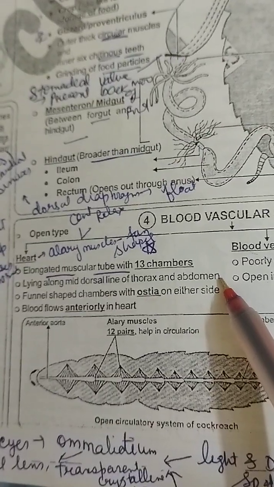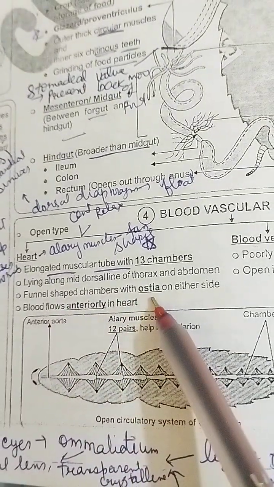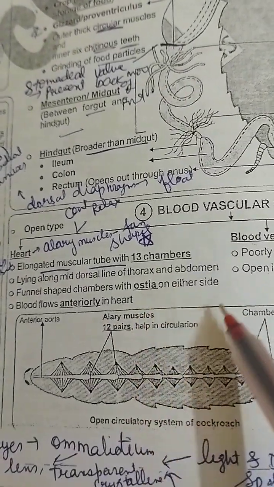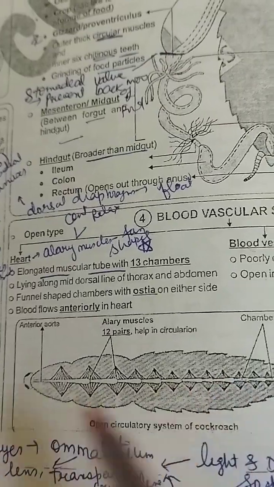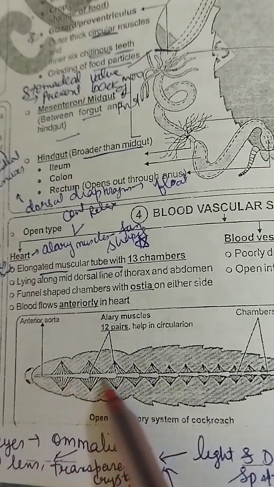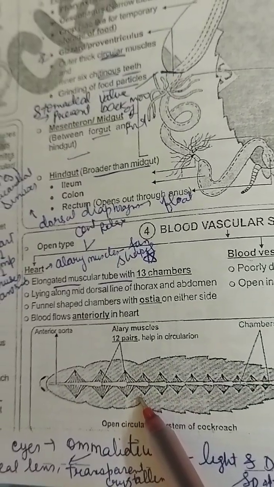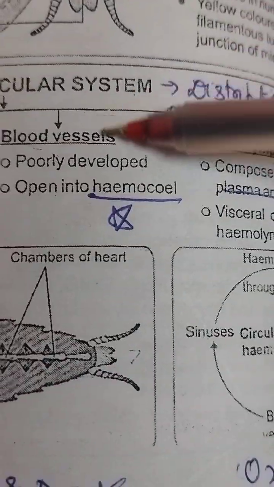In the heart there are some funnel-shaped, hole-like structures which are known as the ostia. And where are these ostia located? These are located on the sides of the body, and blood always flows anteriorly into the heart. That means from here, blood will always flow into the heart in the case of the cockroach. So next is the blood vessels.